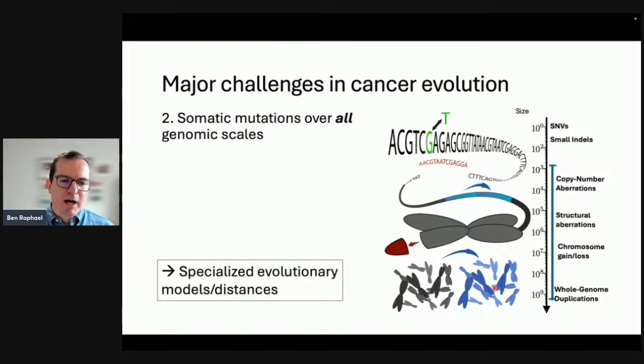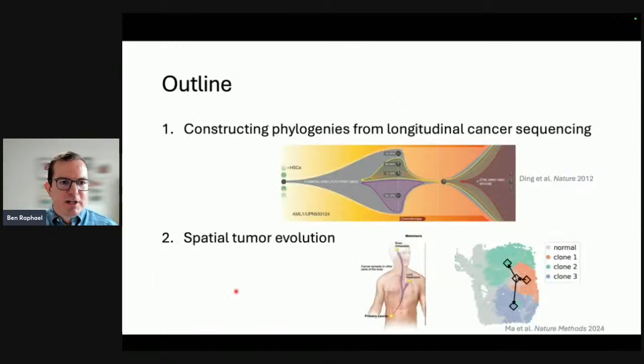And we have to think a lot about which mutations we want to use as our markers of lineage or evolution when we build our tree. And depending on which ones we use, we might have to use some very specialized evolutionary models or evolutionary distances, which I'll discuss. So I wanted to talk about these challenges in the context of two more specific problems.